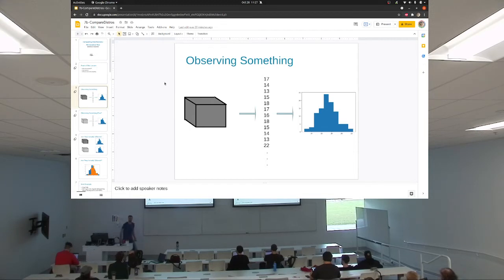And if I record it, I can generate a histogram. We all love our histograms. The histogram is showing us the distribution of those values. So if I keep observing this over and over again, and I keep track of how many times I see each value, I can plot this chart.